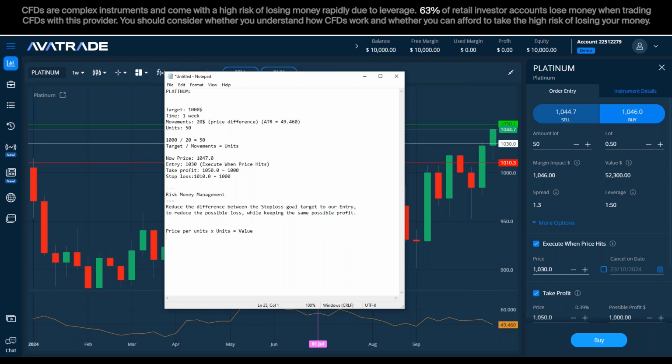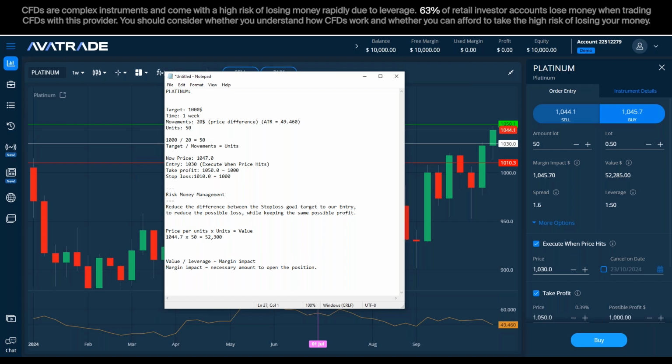And that means that if we take the 1044.7 times 50, that equals 52,300. Okay, and if we divide the value by the leverage equals margin impact, and margin impact equals necessary amount to open the position.